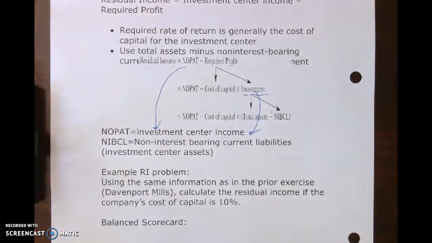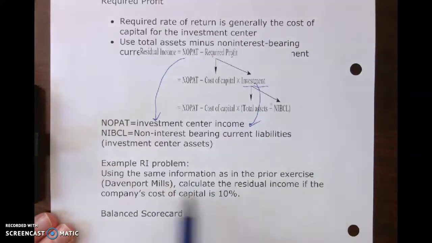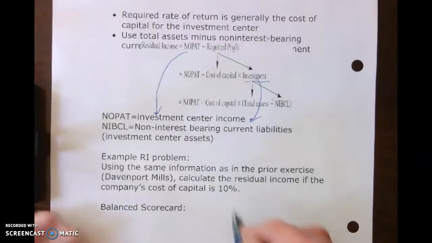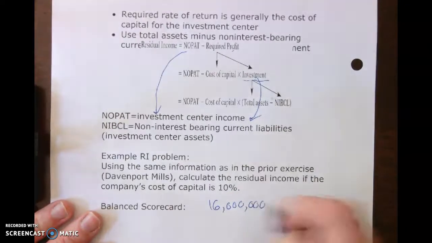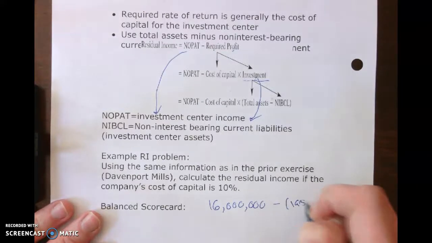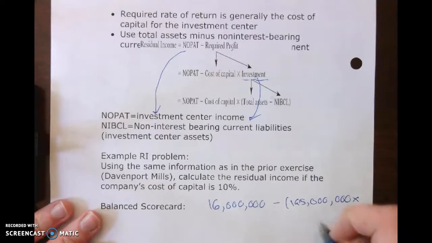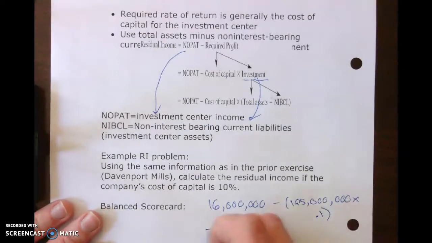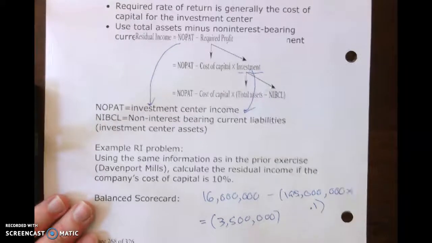Okay? So if we look at this example problem, we have the same information as the other problem on the other page, right? And we're just going to calculate residual income, assuming the cost of capital is 10%. So we take our $16 million minus our $195 million, which was our invested assets. We weren't given any non-interest-bearing current liabilities, times 0.1. And when we do the math, we get a loss, a negative number, $3,500,000.